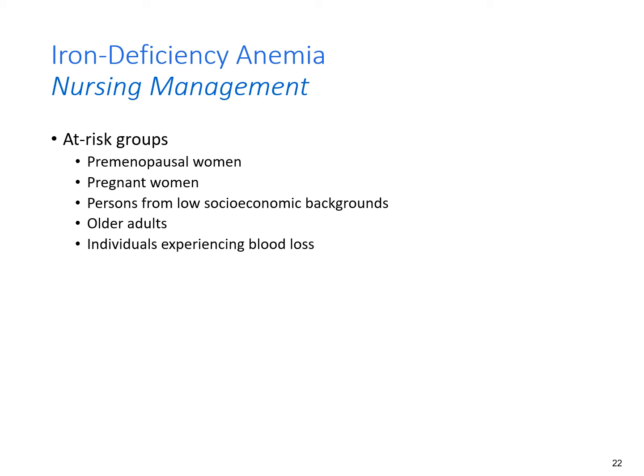People from low socioeconomic backgrounds, older adults in general, they're not eating right sometimes, and maybe they have malabsorption issues on top of that as well. Individuals experiencing blood loss. So you just want to make sure that you're doing an aggressive assessment and targeting all your at-risk groups. I would add chronic alcoholics here for sure. And anybody that has things like ulcers, gastritis, GI tumors, inflammatory bowel disease, any of those patients would be considered your at-risk populations as well.